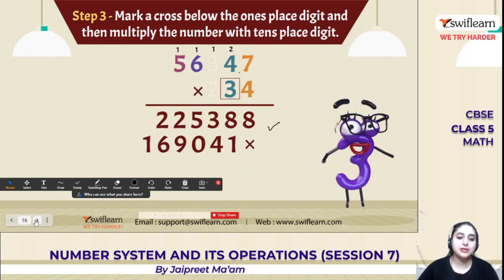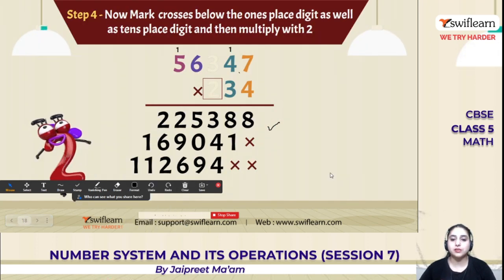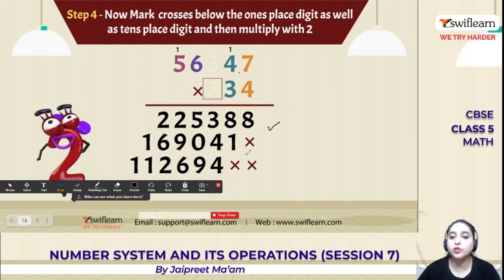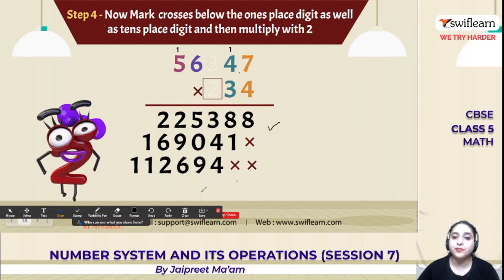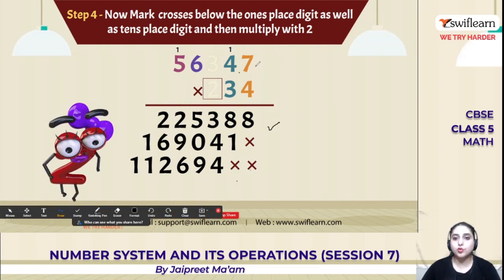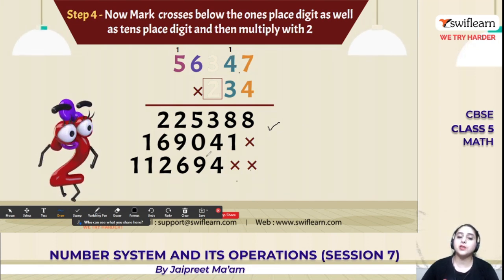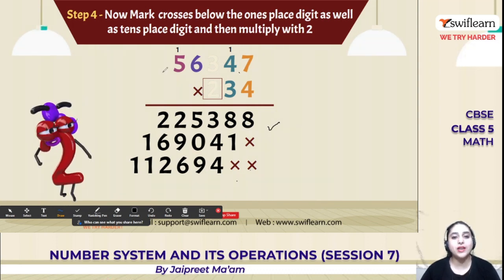Now what is the next step? The next step is you have to put a cross under it. Then you have to write the next. Okay, now here we have 3 digits. So we have to put a cross at the ones place. Then we have to put a cross at the tens place. So now we have to multiply it by 2. 2 times 7 is 14. 1 carry forward. 2 times 4 is 8 plus 1 makes 9. 2 times 3 is 6. And 2 times 6 is 12. 1 carry forward.